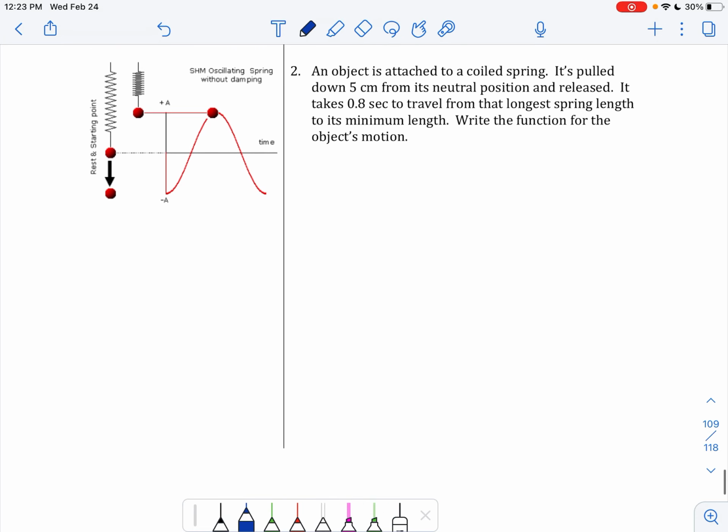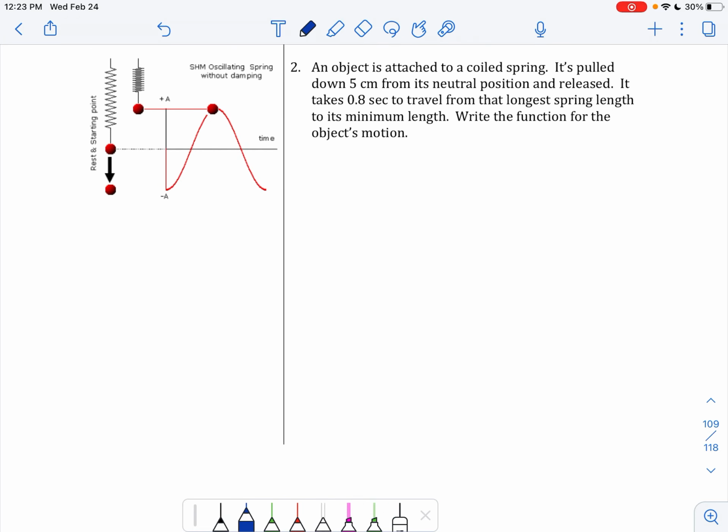Now, a really common harmonic motion problem is springs. An object is attached to a coiled spring, like we see here. This is our resting position. It's pulled down 5 centimeters from its neutral position and released. It takes 0.8 seconds to travel from the longest spring to its minimum height. So you pull it down, you release it, it goes back up to here, and then it's going to come back down and oscillate like this. Write the function for this object's motion.